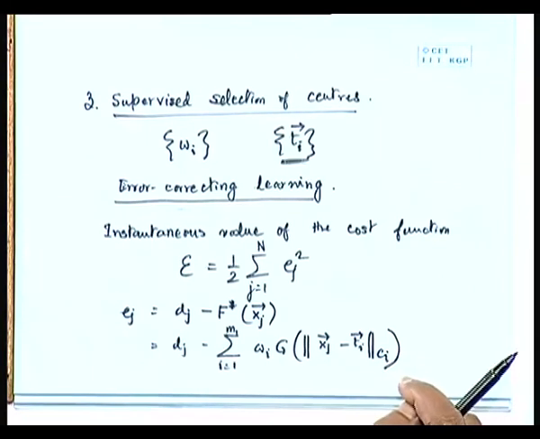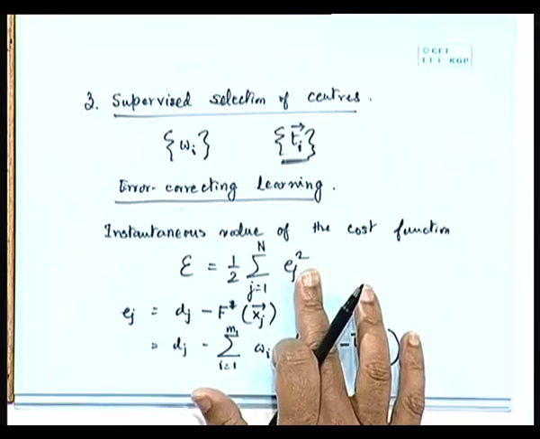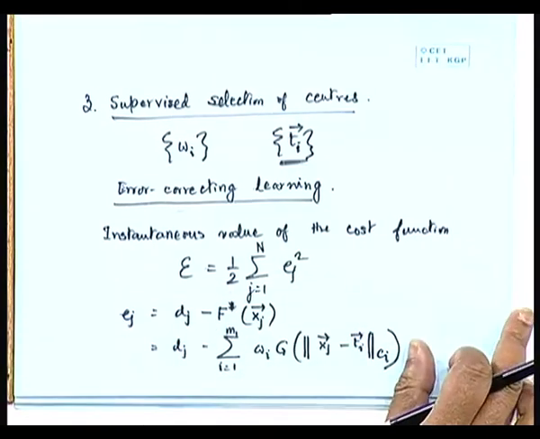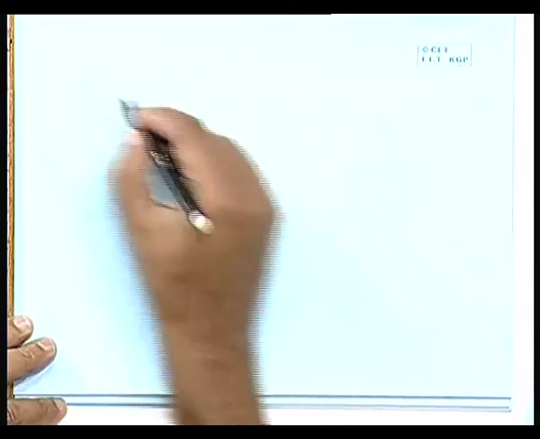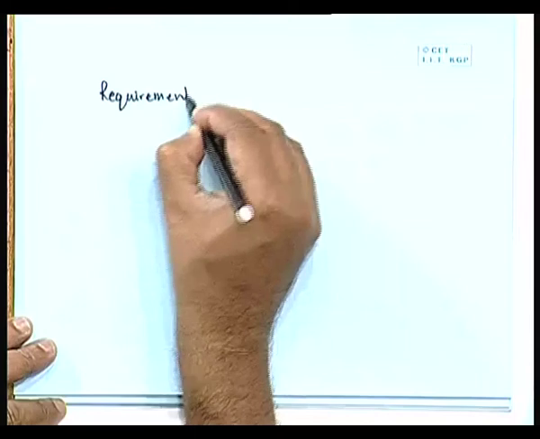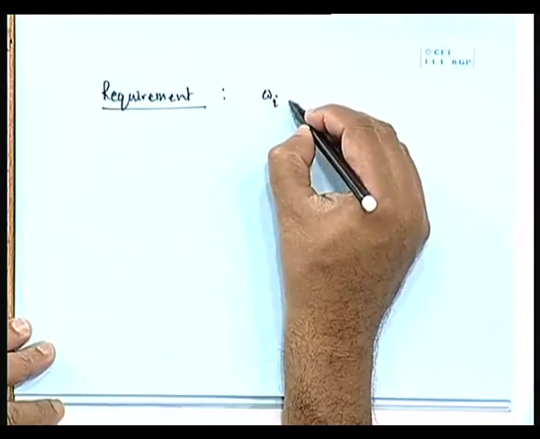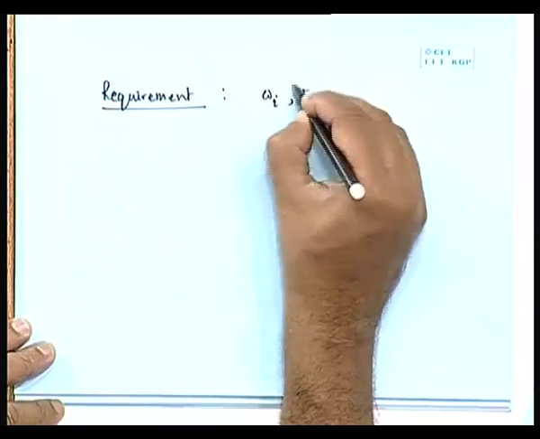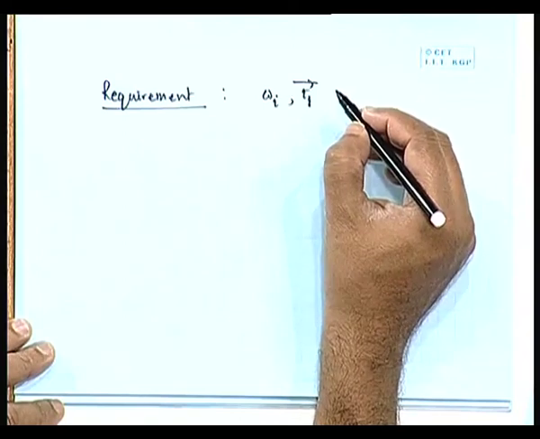So this is E j, and we will accordingly find E j square and then the instantaneous value of the cost function. Our requirement is to find all the free parameters. WIs are definitely free parameters, and TIs are also free parameters. Is there anything else that is a free parameter?